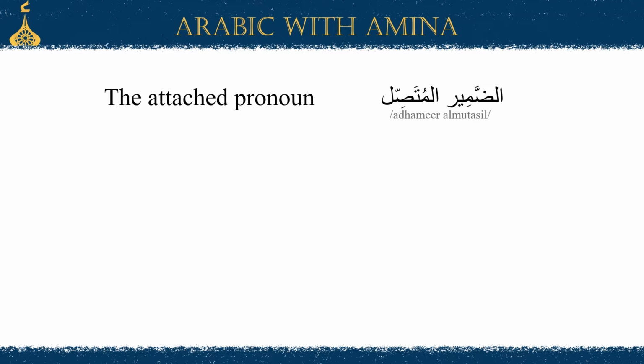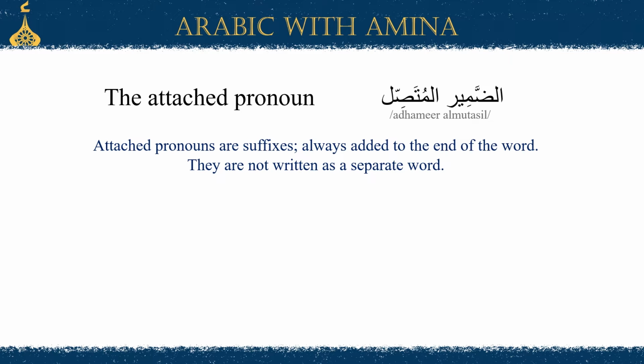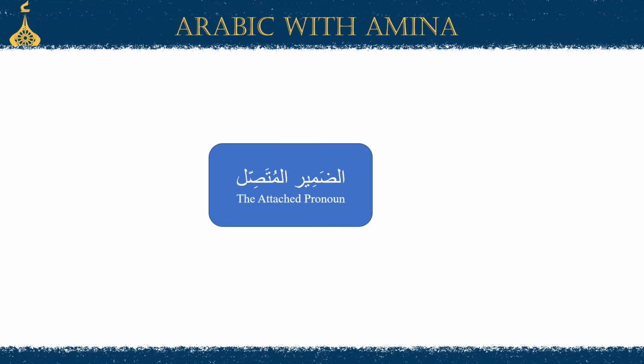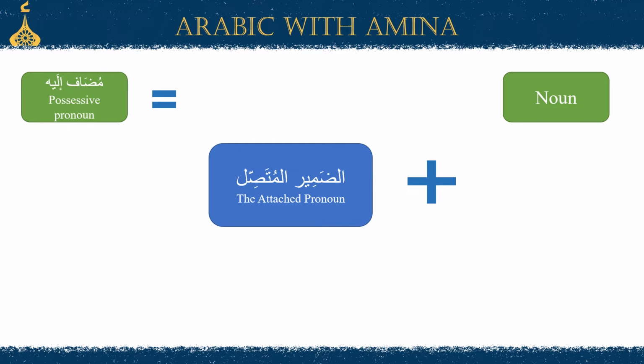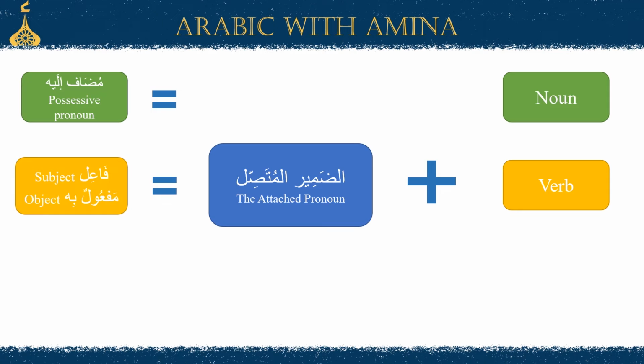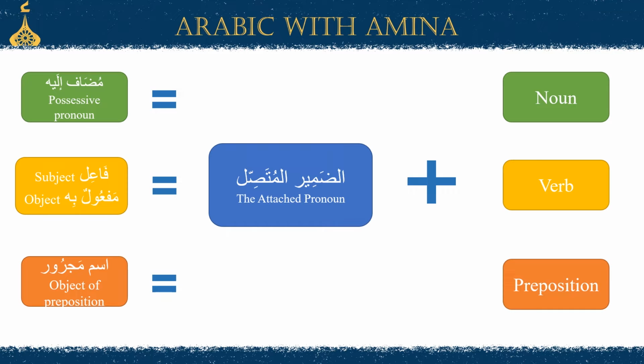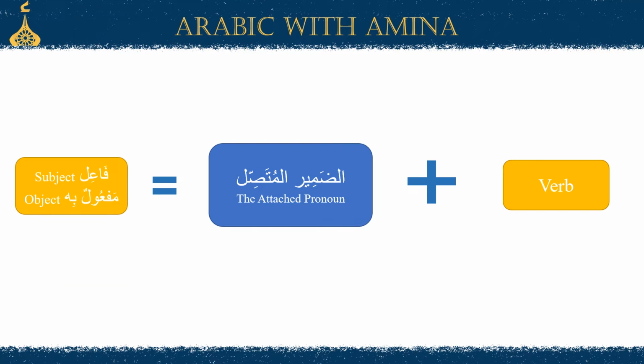الضمير المتصل, or the attached pronoun, is a suffix that is always added to the end of the word. They are not written as a separate word in the sentence. The attached pronoun can be added to a noun, and that would make the pronoun a possessive pronoun, or it can be added to a verb, which would make it either a subject or object, or it can be added to a preposition, where it would be an object of preposition. And in today's video, we're going to be focusing on the pronoun attached to a verb.